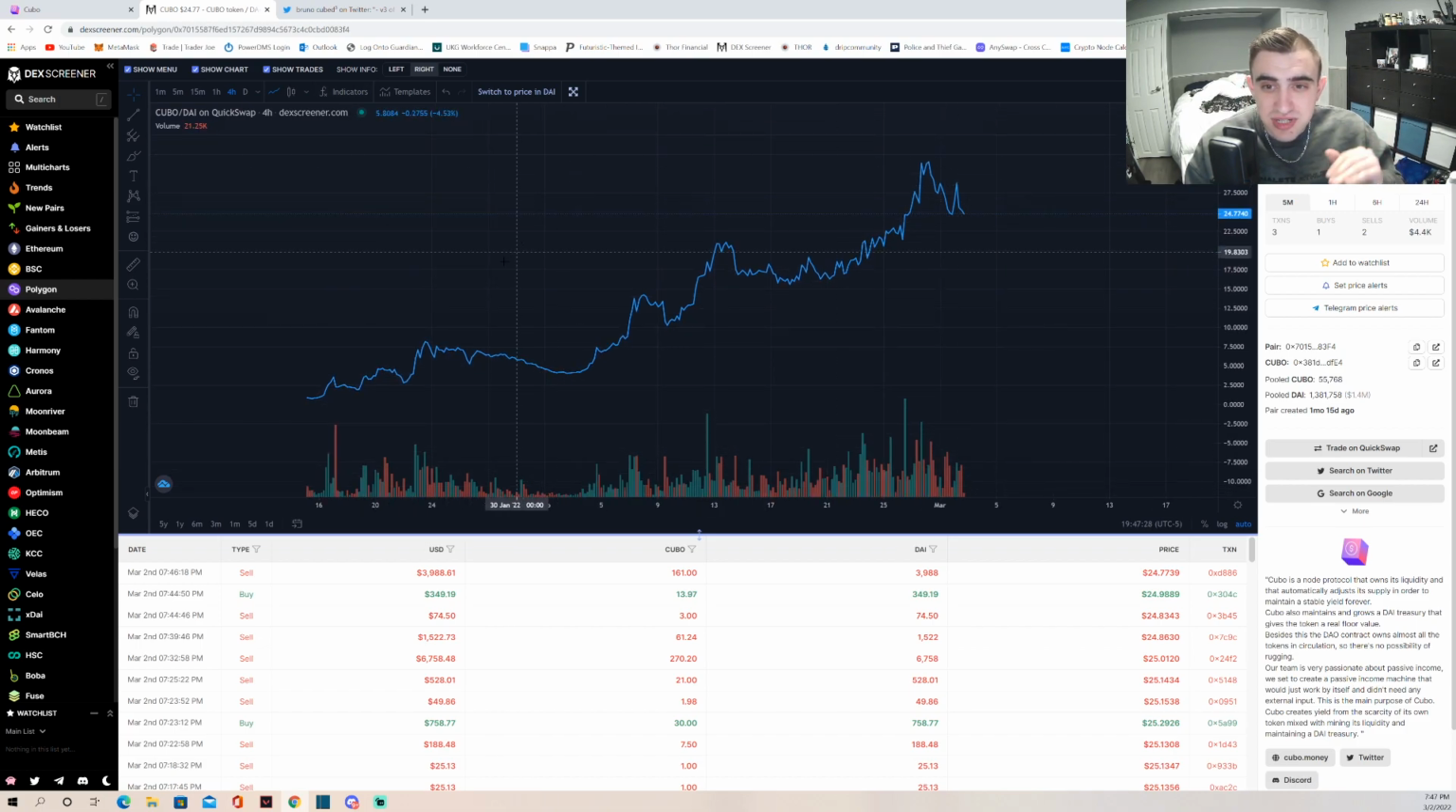But the price action, this chart is beautiful. This is a textbook uptrend. I'm loving it. I like what I'm seeing here. It's been out since January 15th, so a little over a month, and I think they are doing phenomenal.